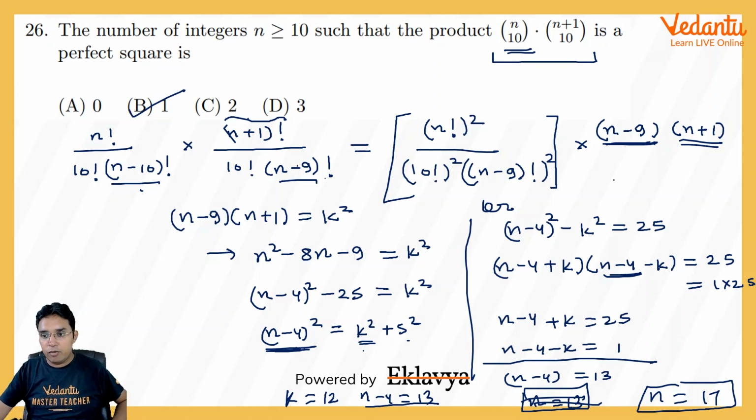And you can check for n equal to 17. This expression will become 17 minus 9, which is 8, and 17 plus 1 is 18, which is a square of 12, I think. 18 into 8 is 144, 12 squared.